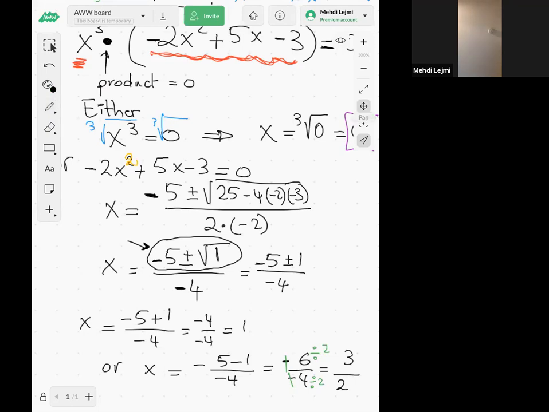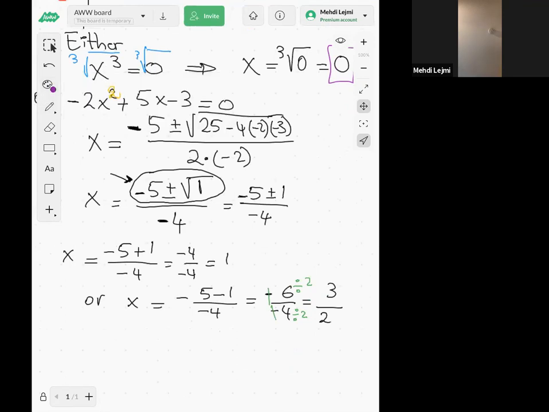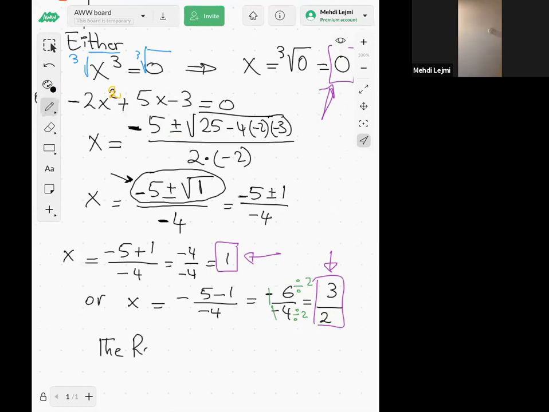So yes, so my solutions, I got 0, I got 1 here, and I got 3 halves. Okay, so the roots are X equal to 0, X equal to 1, and X equal to 3 halves. All right. Now, so that's the roots. Now, what about the multiplicities, right?